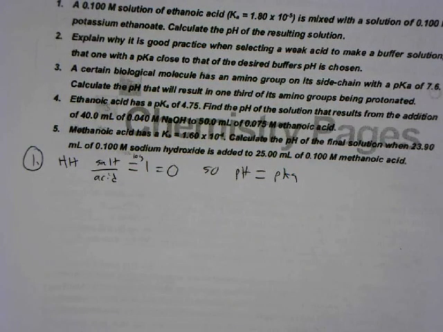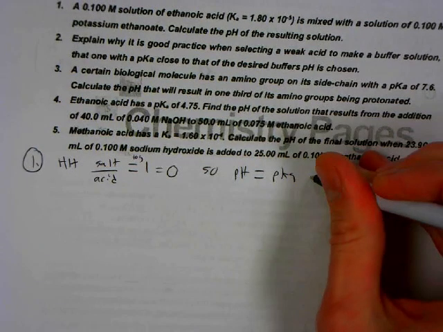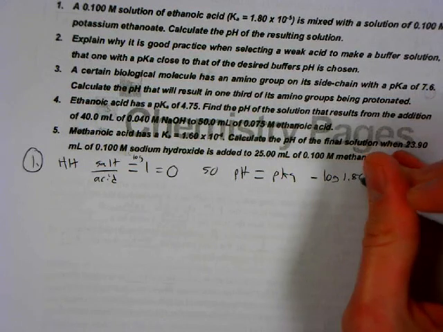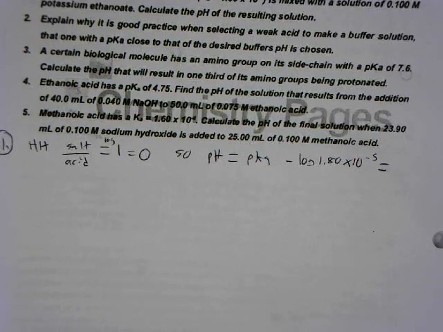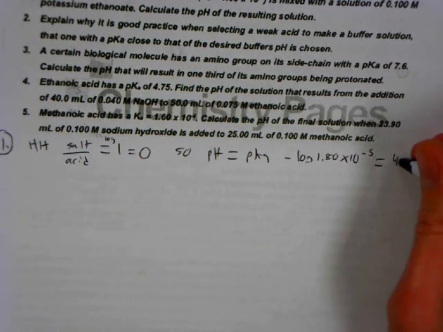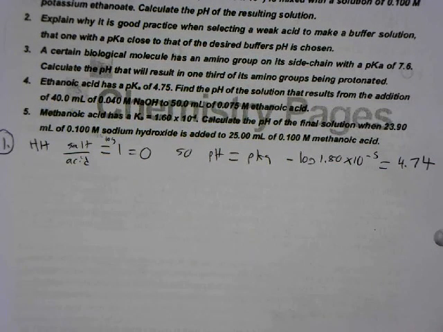So I have Ka, and I need to get the pKa of that. How do I get the p? Take the negative log. So the negative log of 1.80 times 10 to the negative fifth is what? Calculator people, I got 4.74. Is that what you guys had?